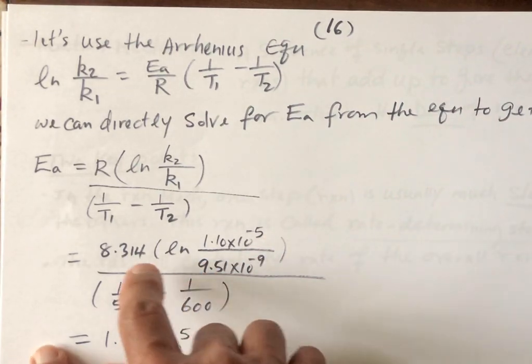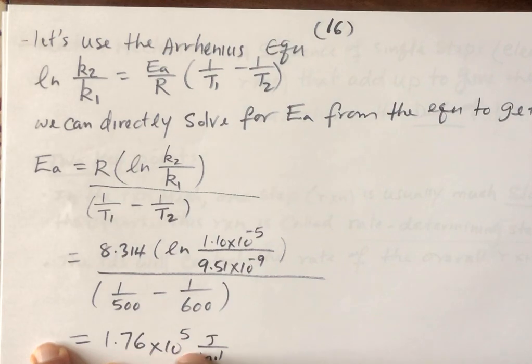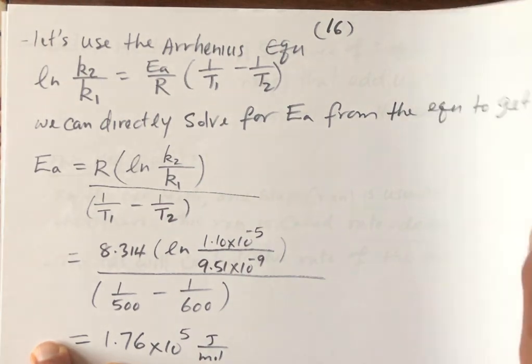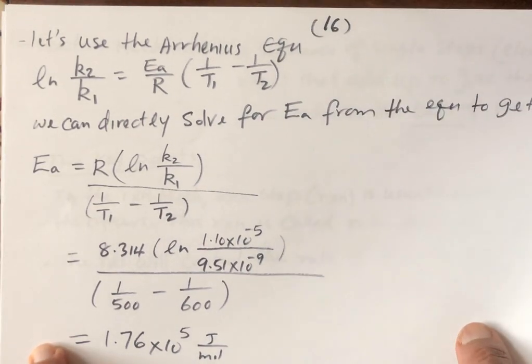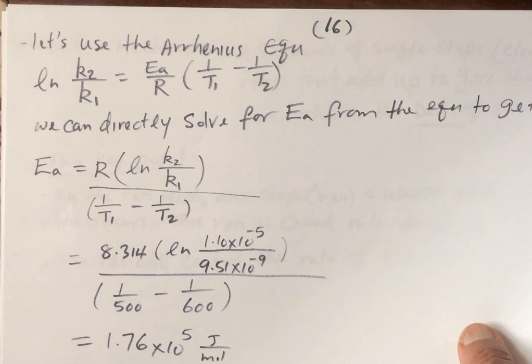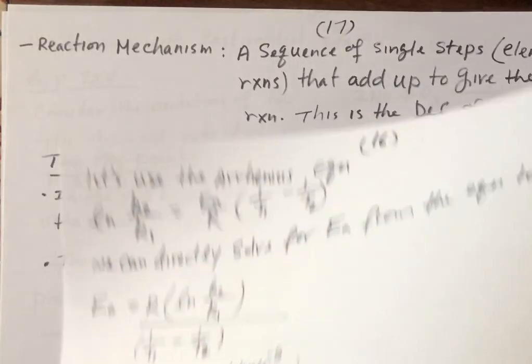You can easily verify this on your calculator to be 1.76 times 10 to the fifth. Okay, so that is the amount of activation energy. That's the energy threshold that is required for the reactants to have in order to transition from the reactant to the product side.